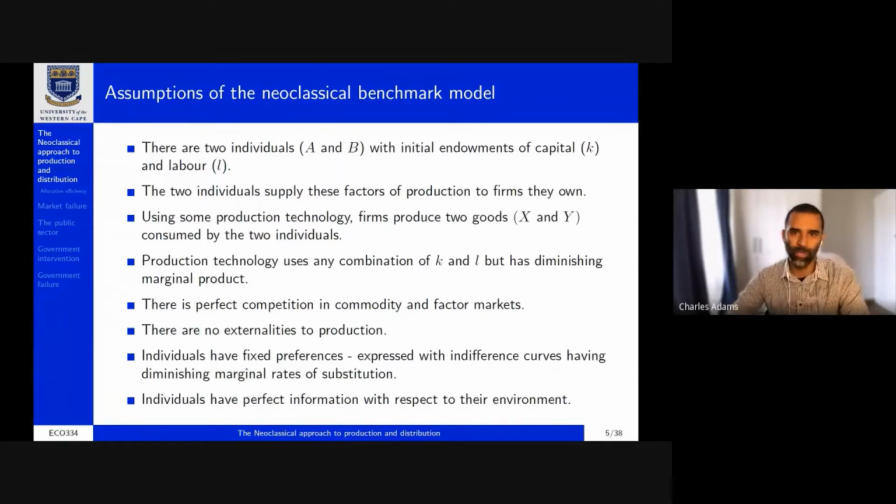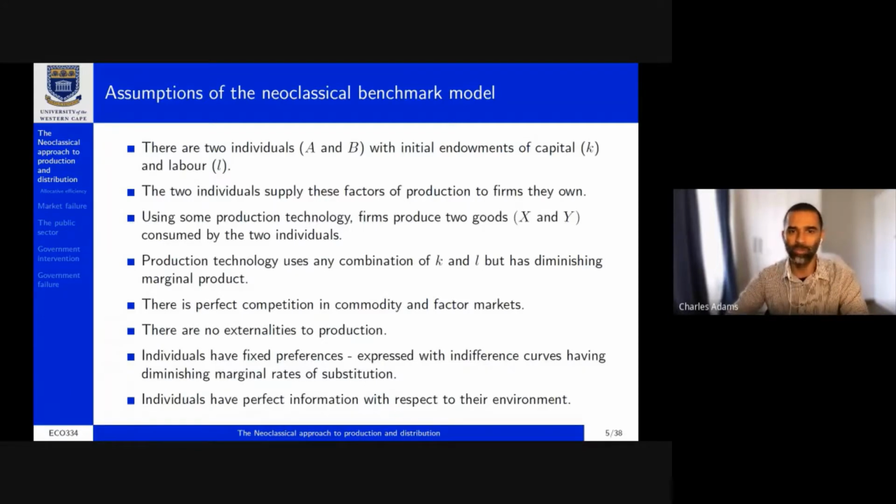The two individuals supply these factors of production to firms that they own. You don't have to think about firms as being these separate things. The individuals could themselves be the firms. The point is that capital and labor are used in the production process, right? So there's some production technology that gets used in this economy to produce two goods, X and Y. Okay? So there are two sectors in the economy. One of the sectors produces good X, the other sector produces good Y.